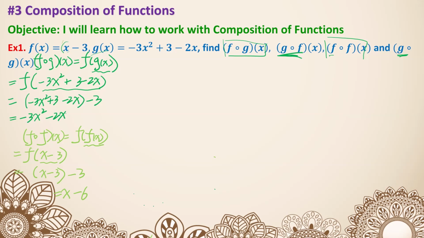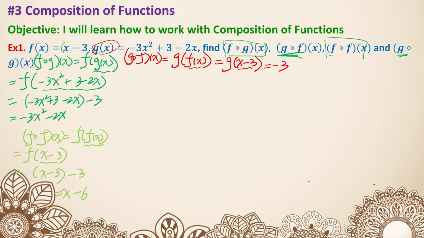Okay, now let's deal with the more complicated ones. Gog is going to be the most complicated. So let's start with gof. Gof is g of f of x. So first I need to replace that f of x on the inside. So it's going to be g of x minus 3. And then I'm going to focus on my g of x. Wherever I see x, it's going to be replaced with an x minus 3.